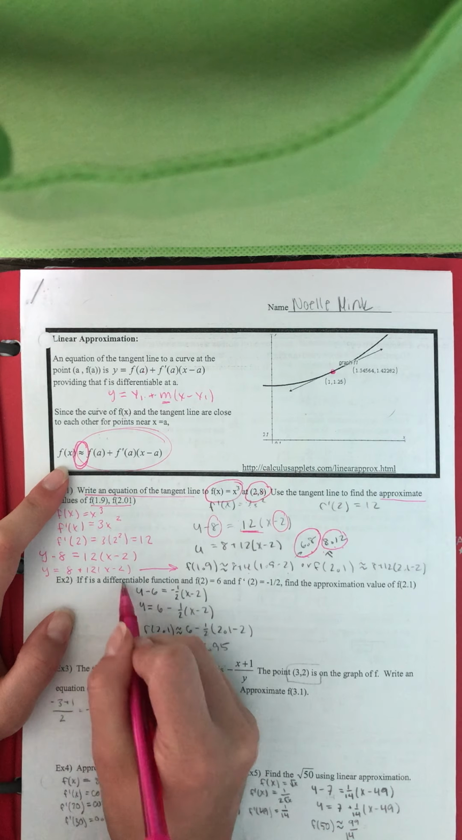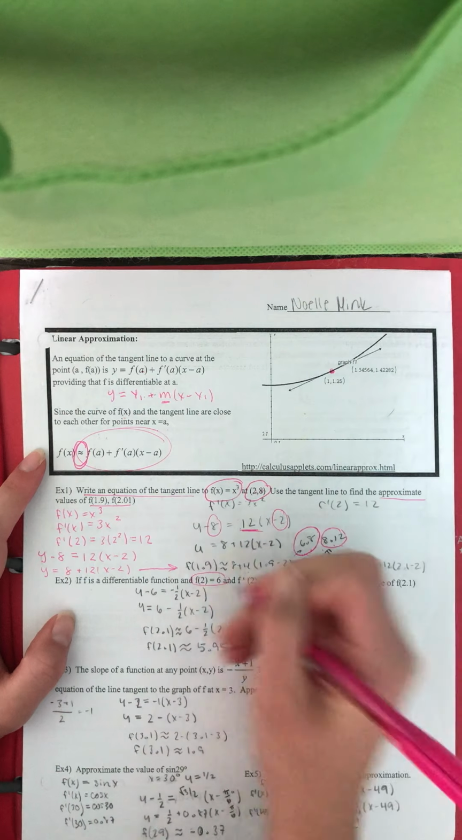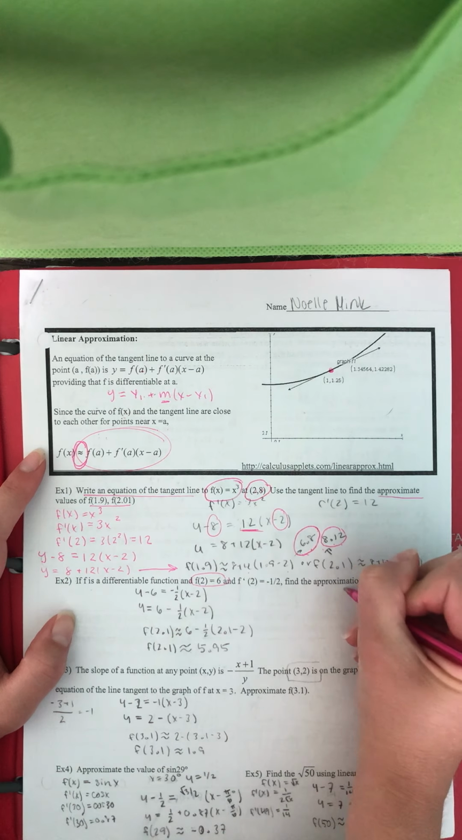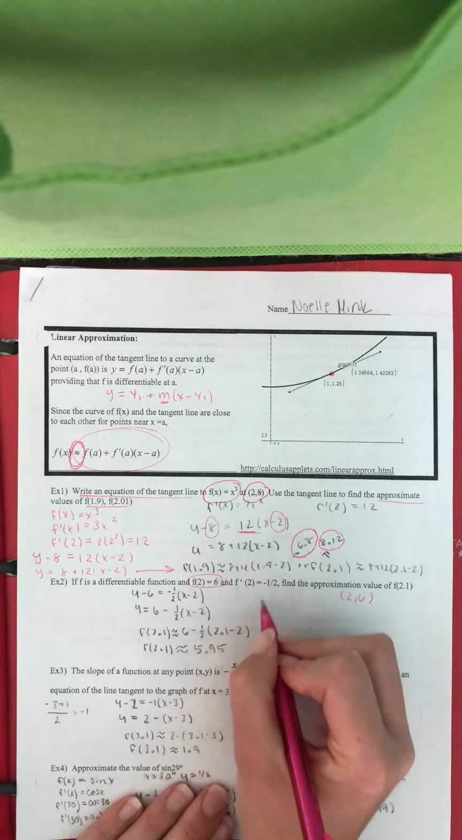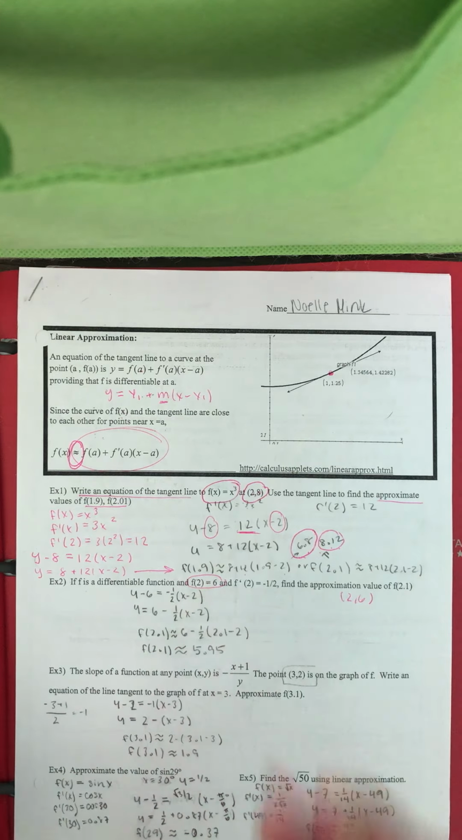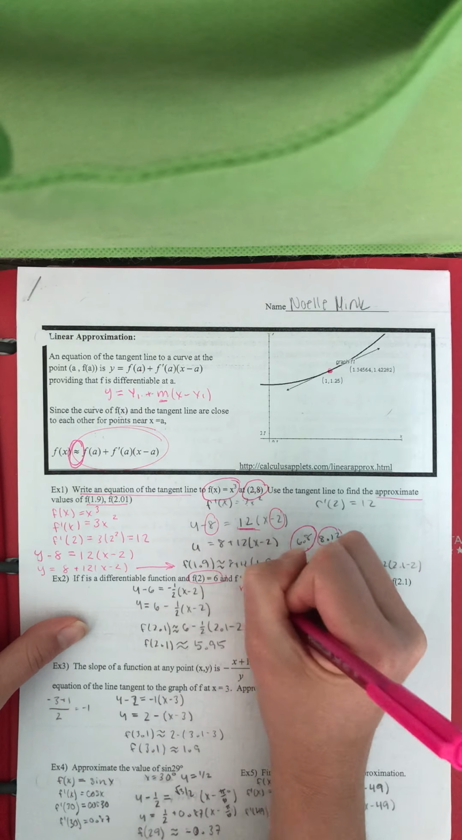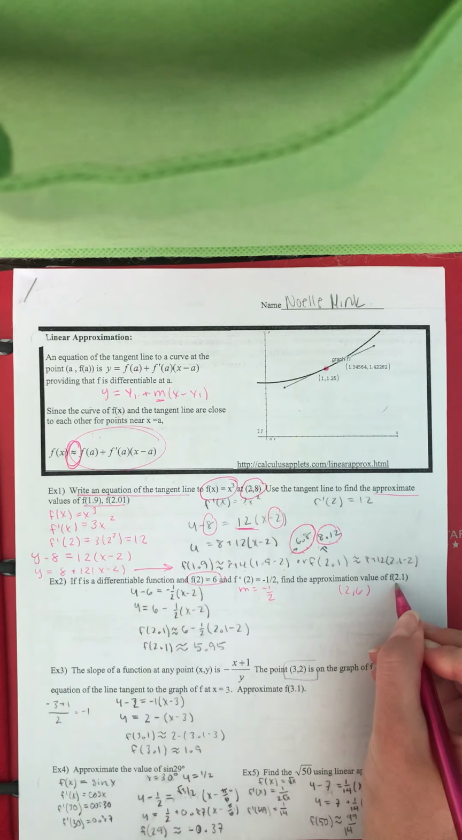So if f is a differentiable function and f of 2 equals 6, we know that that's our point. Just going to write this over here, (2, 6). And f prime of 2 is negative 1/2, so we know that f prime of 2 is the slope of our line, so we can write that in just to make it a little simpler. Find the approximate value of f(2.1).